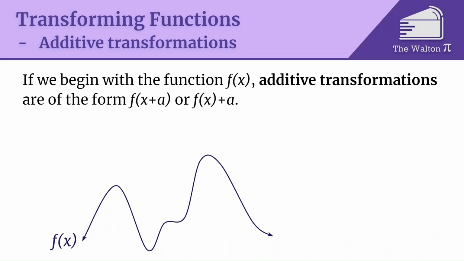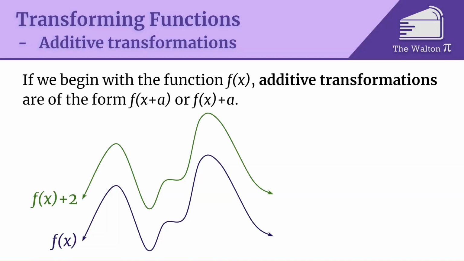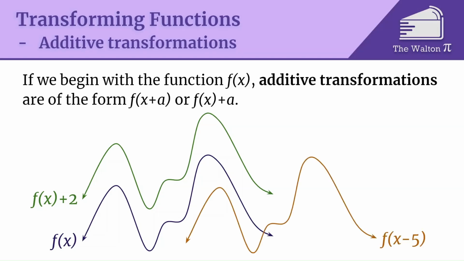So let's look at some graphs. This might clear it up. If this is our graph of f of x, the vertical transformation f of x plus 2, where the plus 2 is outside the parentheses, takes the graph and shifts it up 2 units. Now if I instead look at f of x minus 5, that is going to be 5 units to the right of f of x. Again, this is counterintuitive to so many students. Pay very close attention to this.